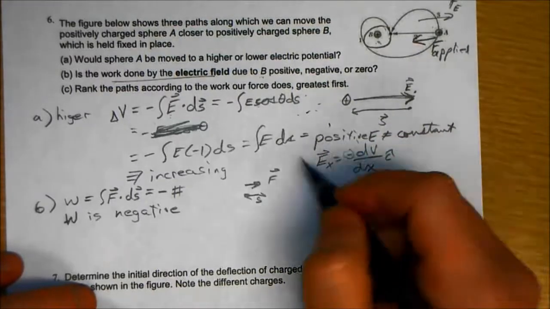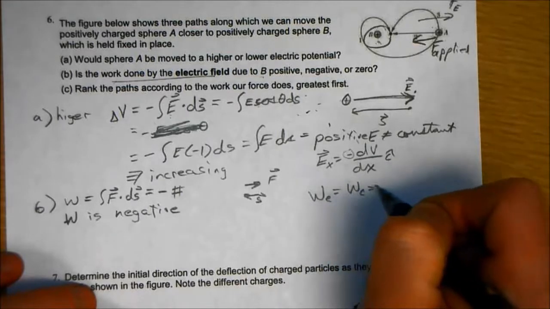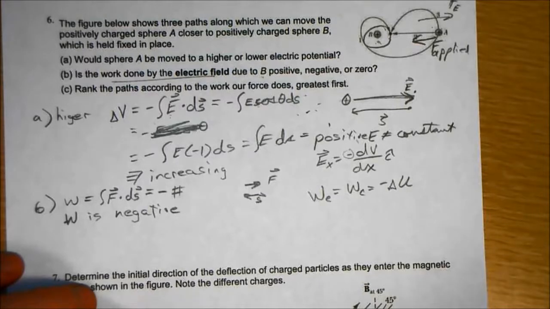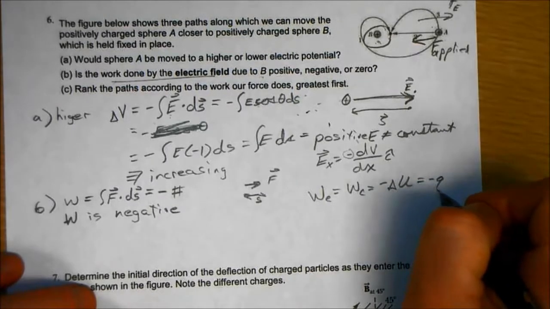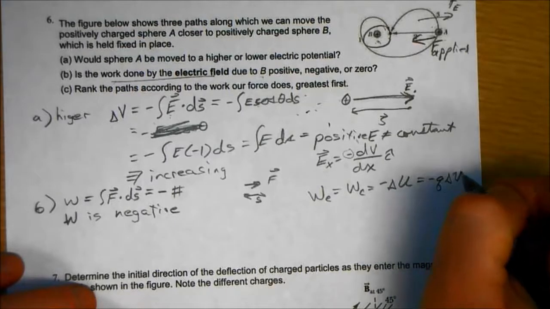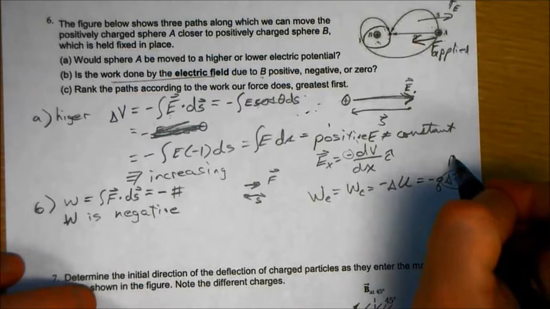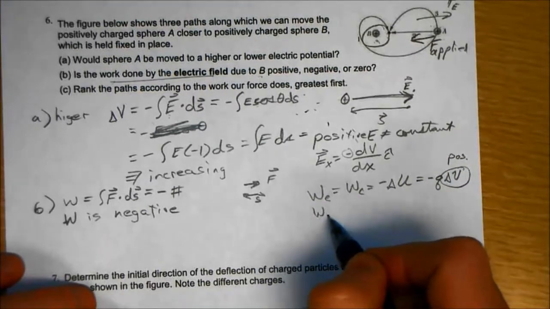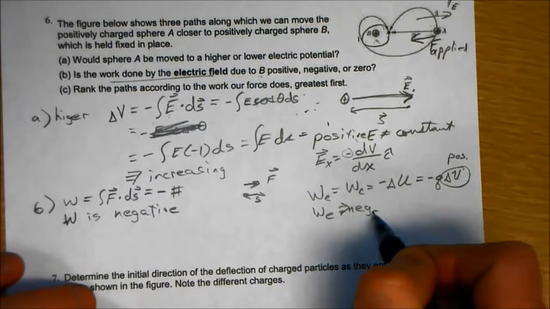Another way to look at it is that the work done by the electric force is conservative, so that equals negative change in potential energy. And that is equal to negative Q delta V. We already said that delta V is positive because it's increasing, so that means the work of the electric force is negative.